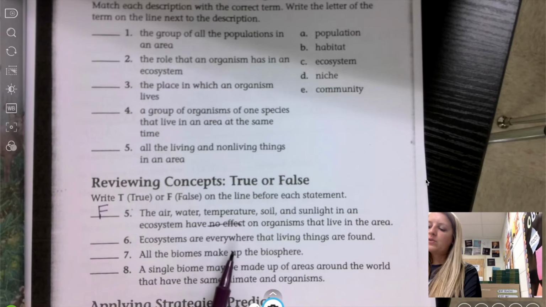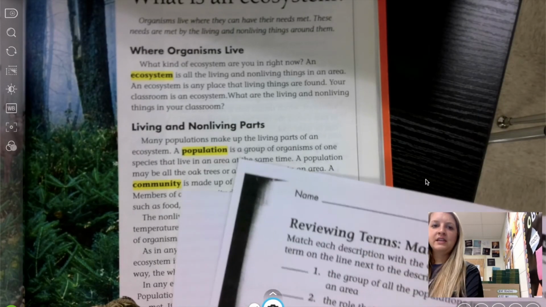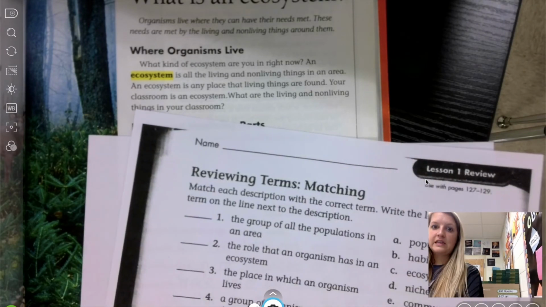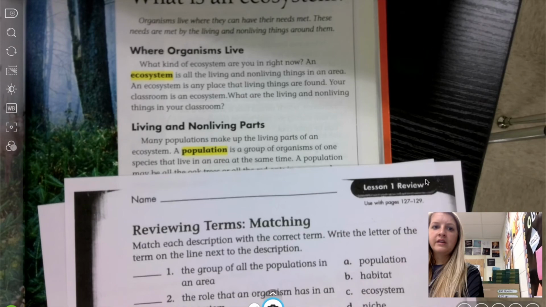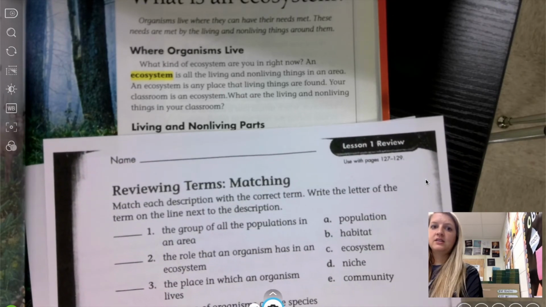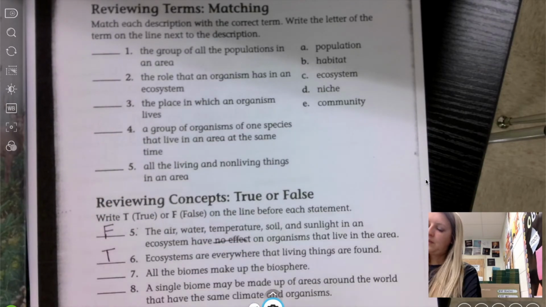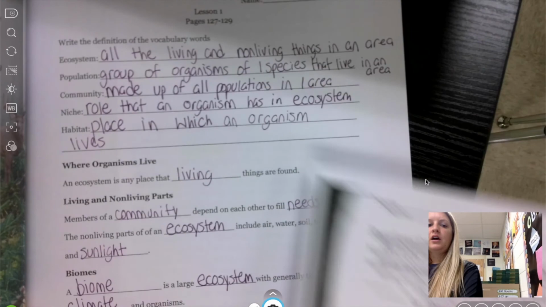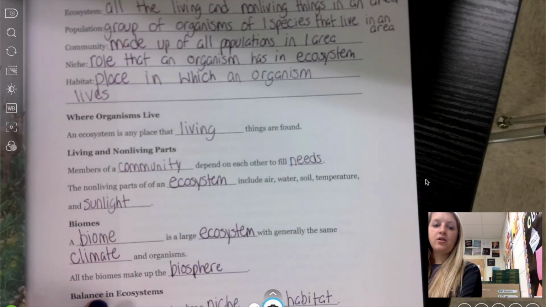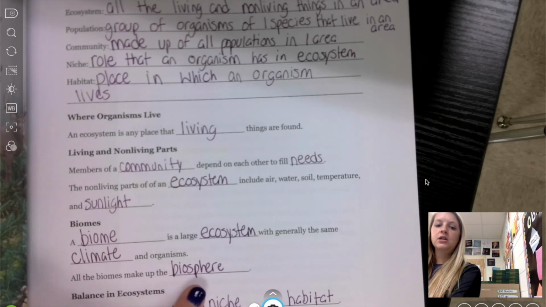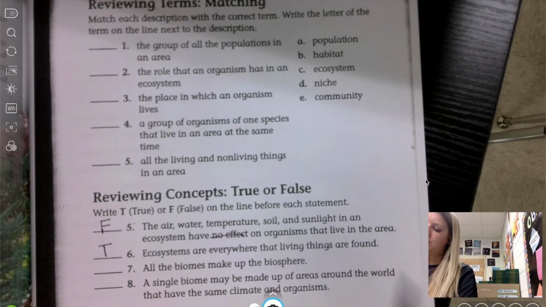Ecosystems are everywhere that living things are found. I see that right away. That is absolutely true. That is the very first sentence. All the biomes make up the biosphere. Just going to look up. Oh, and that's the very first thing in our notes. All the biomes make up the biosphere. So that would be true.